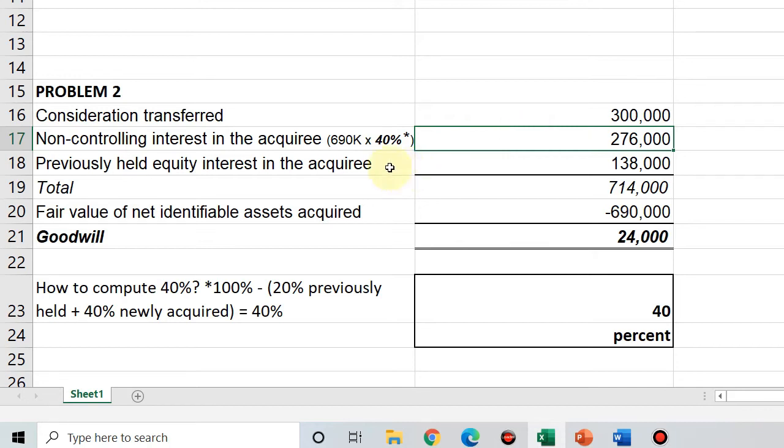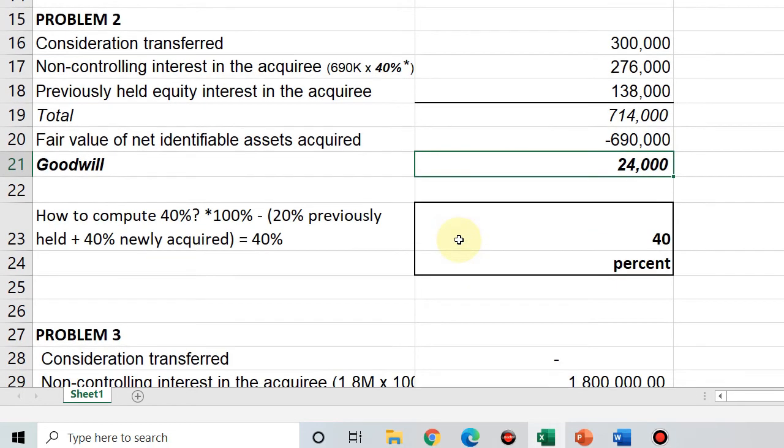Okay, next, previously held equity interest in the acquiree. Okay, so this is fair value. You are given the carrying amount and then the fair value. Which will you choose? The fair value, which is 138,000. Okay, total, you have 714,000. Then you deduct fair value of net identifiable assets acquired. You'll get 24,000 goodwill. Okay? Relax lang lagi sa pag-compute.